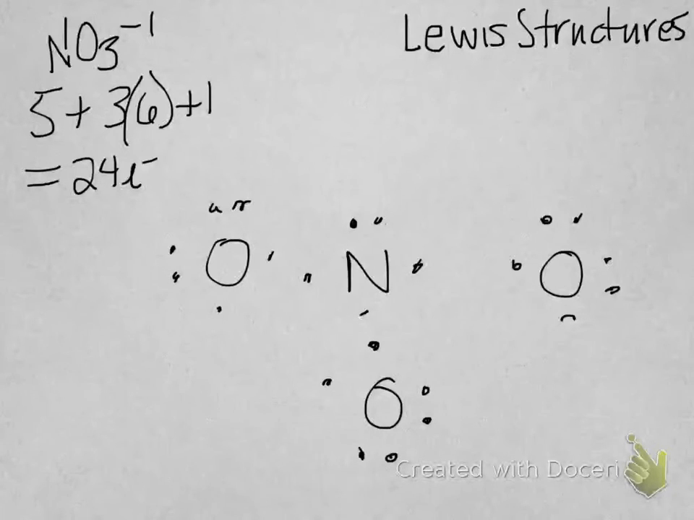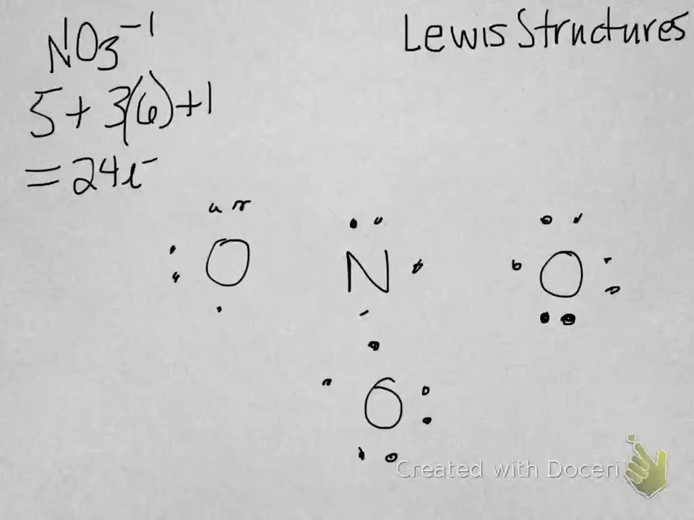One of the first things I can do is add in an electron for the one that we are missing. So I'm going to put my additional electron on this oxygen. It doesn't matter which one I put it on, but now I know I have the correct numbers of electrons. Next thing I'm going to do is single bond everything.